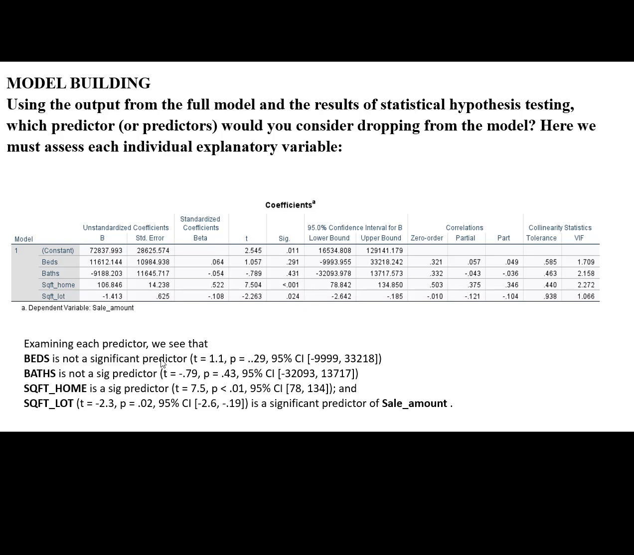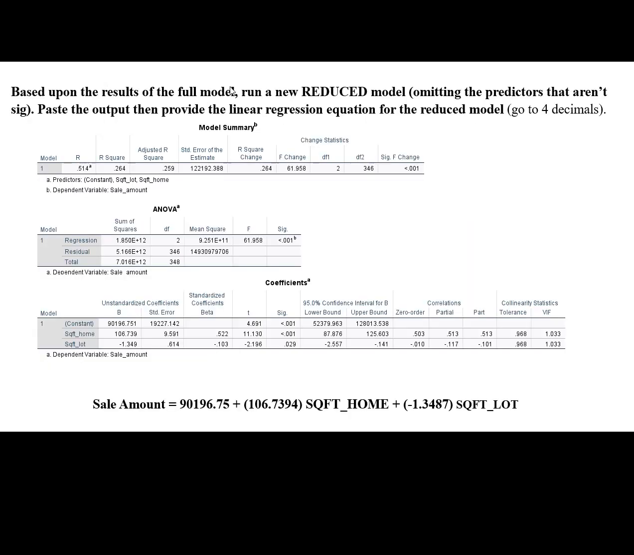So I've written it out. Beds is not a significant predictor. I give the t-value, the p-value, and the confidence intervals, etc. So I would recommend running the model again, removing beds and baths. So based on the results of the full model, run a new reduced model, omitting the predictors that aren't significant, and paste the output, then provide the regression equation for the reduced model. So I've done that. I'm not going to go back and rerun it. It's just rerunning the linear regression and removing those two variables. You can keep everything else the same.